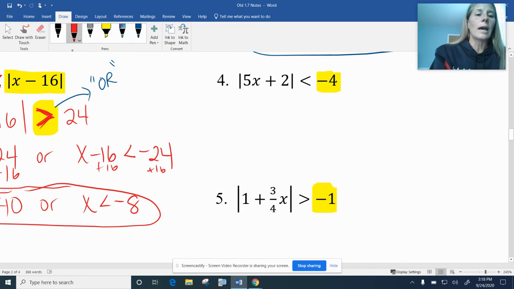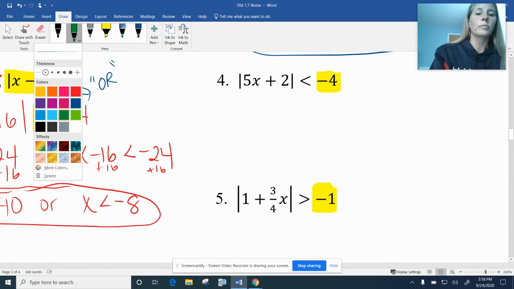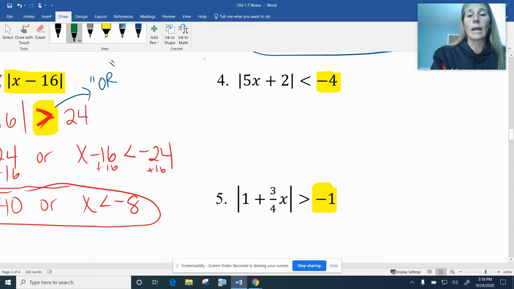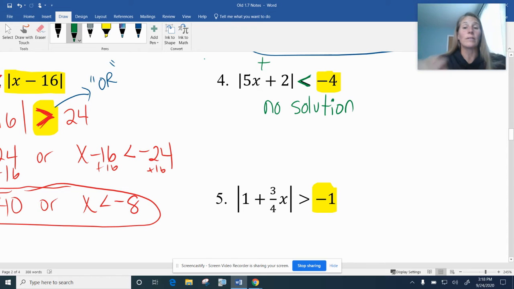So if we take a look at, for example, number 4, whatever's in this absolute value would have to be positive, right? So whatever's in here has to be less than -4. That doesn't really make any sense. There's no positive number that's going to be less than -4. Therefore, this problem would just have no solution. So if you get a negative value and you have an equal sign or a less than sign or a less than or equal to sign, any of those would automatically be no solution.